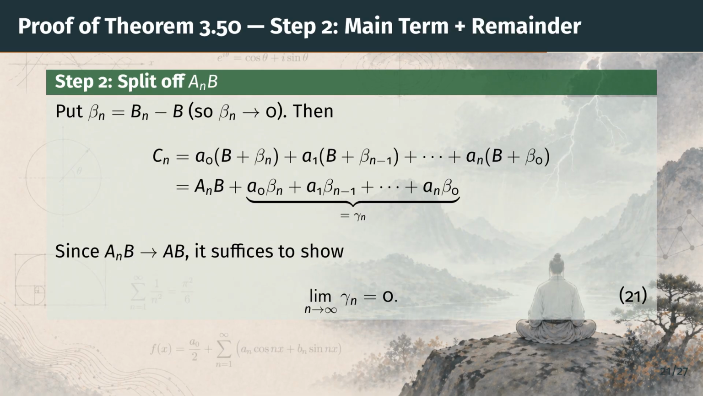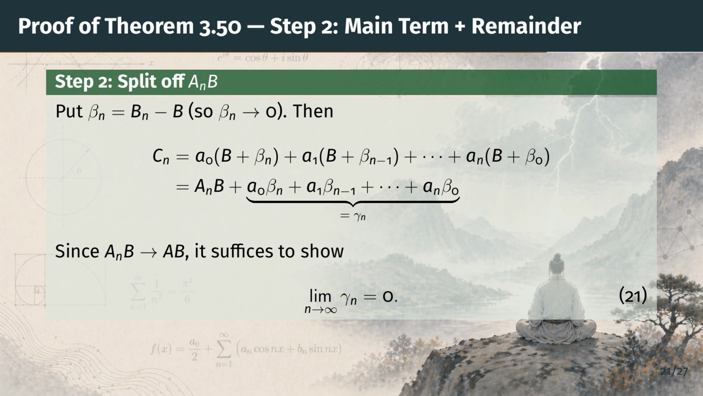Step 2 isolates the main term. Define beta sub n as the error of the nth partial sum of the B series, capital B sub n minus B. By hypothesis C, these errors tend to 0.